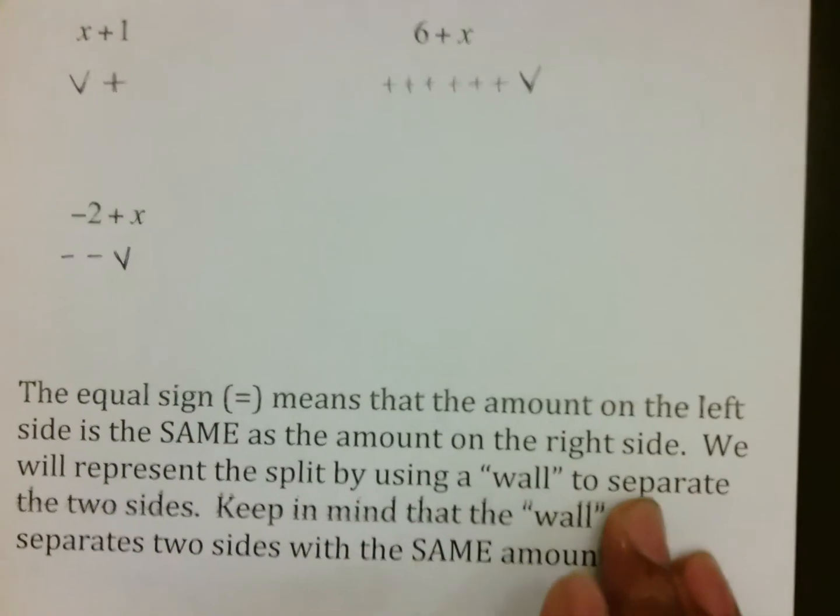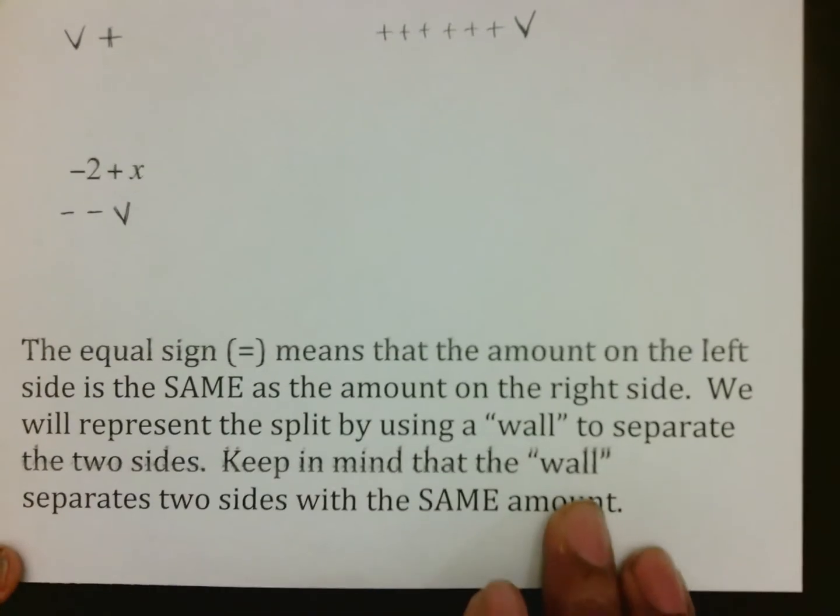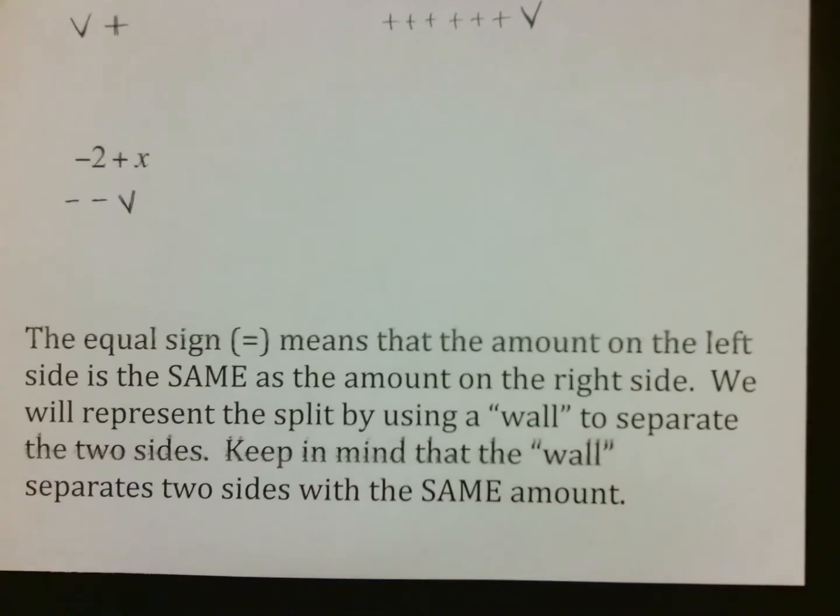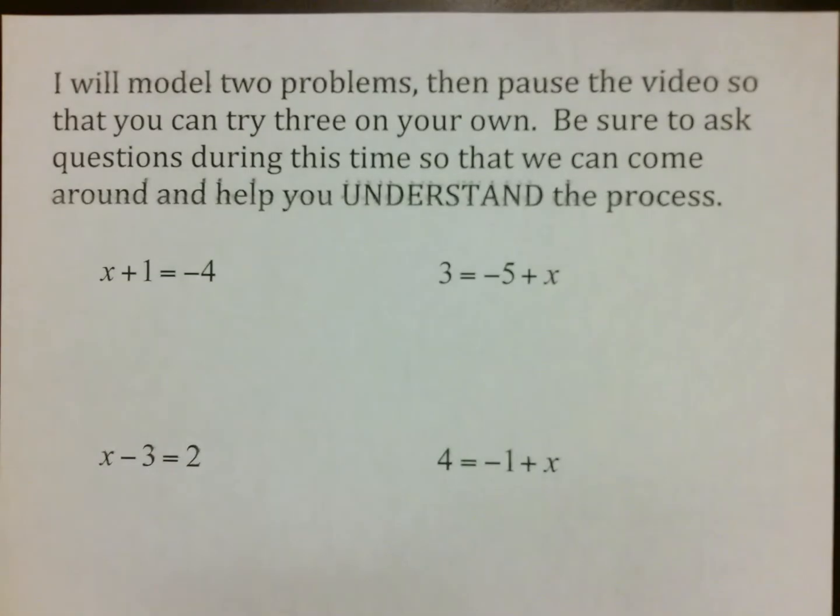Alright, so the equal sign means that the amount on the left side is the same as the amount on the right side. We're going to represent the split by using a wall to separate the 2 sides. Keep in mind that the wall separates 2 sides that have the same amount. So whenever you see that wall, it means that whatever is on the left side matches whatever is on the right side, and we're going to use that to our advantage.